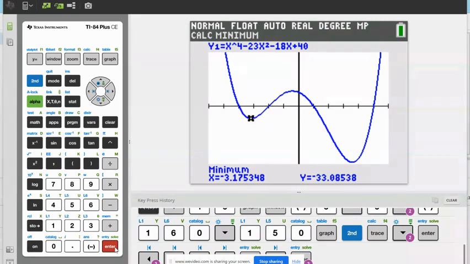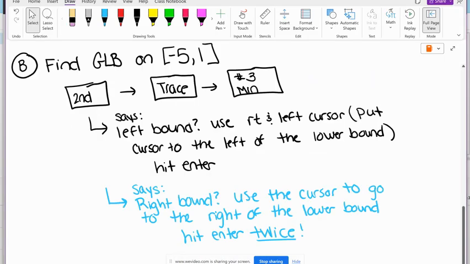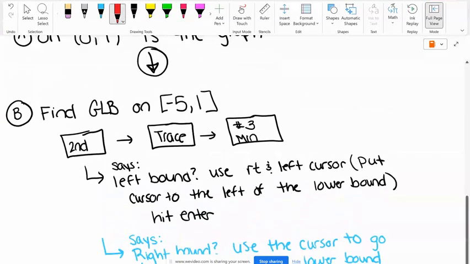All right, so let's round this to 3 decimal points. Now, when they ask for the minimum or the maximum, the lower bound or upper bound, we're talking about its height, right? So its height, y or x? Y. So this is going to be represented by y. So we're going to say the greatest lower bound on the interval of -5 to 1, to 3 decimal places, is -33.085.